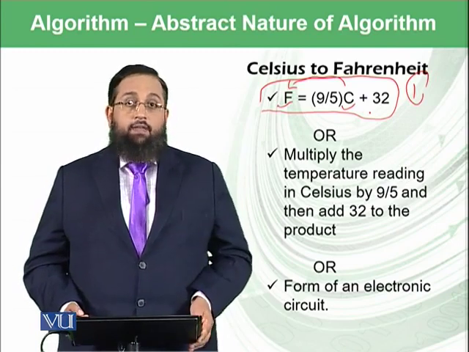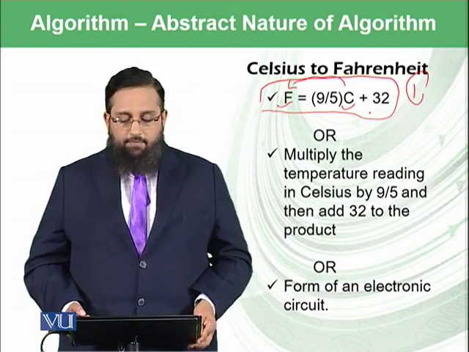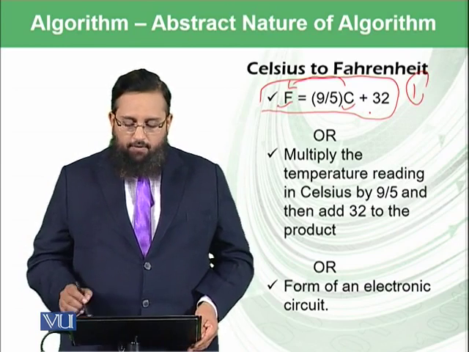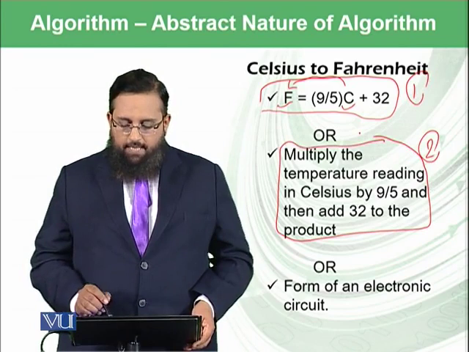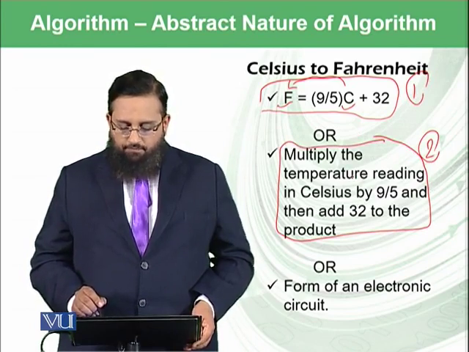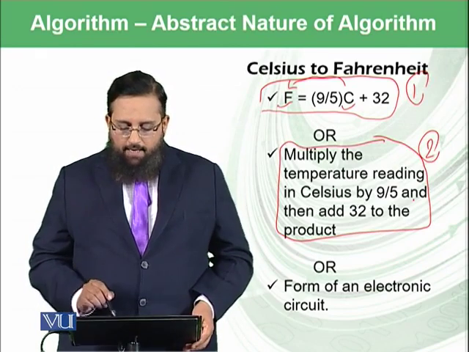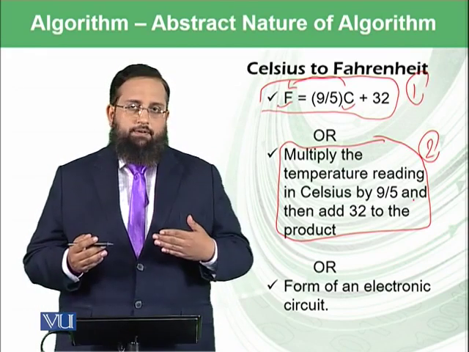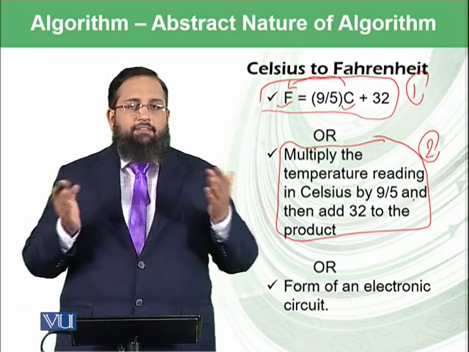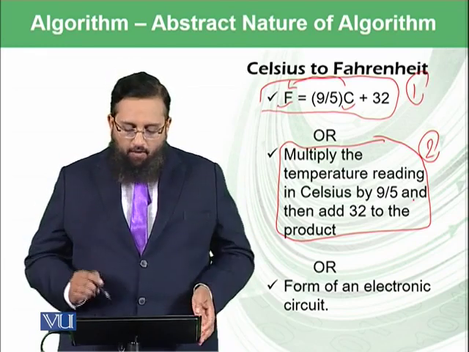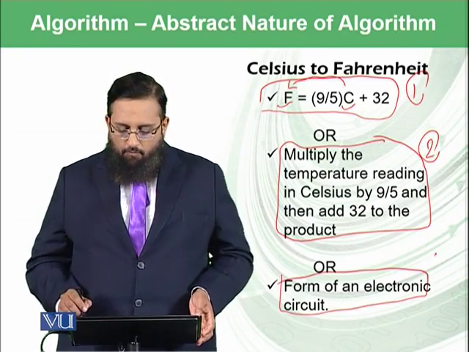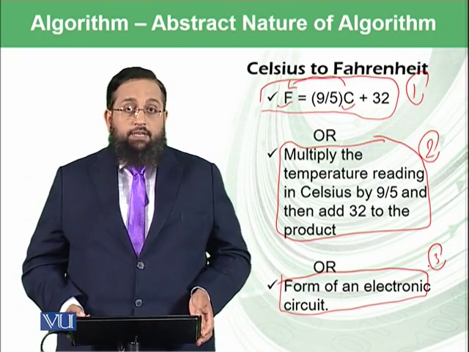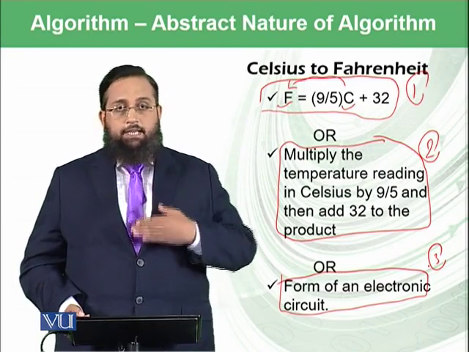There could be another way of telling the same algorithm. The representation could be different, which is here, the second one. We are saying multiply the temperature reading in Celsius by 9 by 5 and then add 32 to the product you have acquired. So this is another way of telling this thing. Or there could be a third way, which is a form of an electronic circuit which converts Celsius into Fahrenheit.